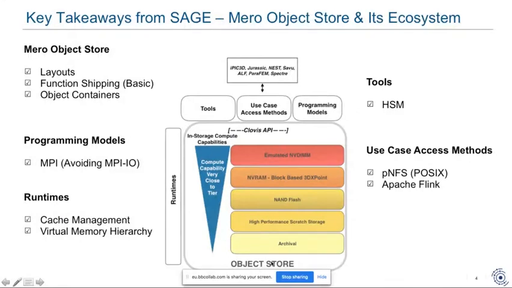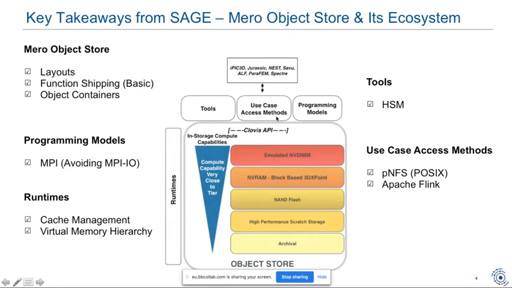This entire object store, which is called Mero, we had the API for that, which was called Clovis. The Clovis API was a very low-level API, which means that you could build higher-level semantics easily on top of that. So you could build, for example, a file system on top of that.